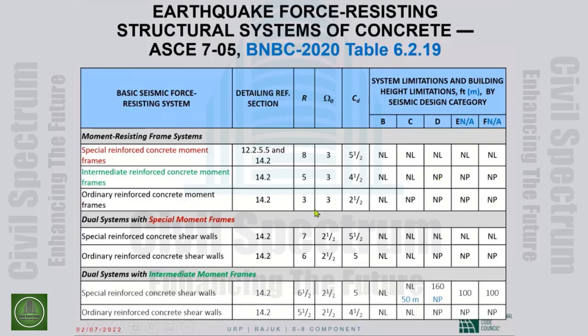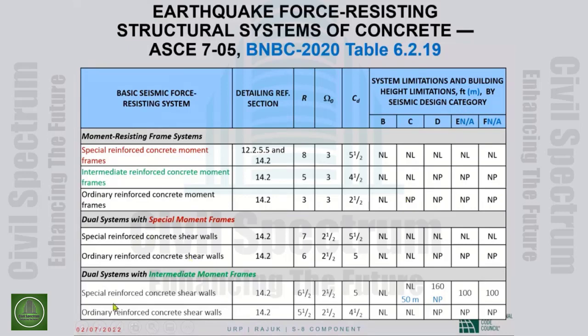Ordinary moment frame, R value goes down to 3. The detailing is now much cruder. The omega sub 0 remains at 3. C sub D is now 2.5. No height limit in B, but it is not permitted even in C.